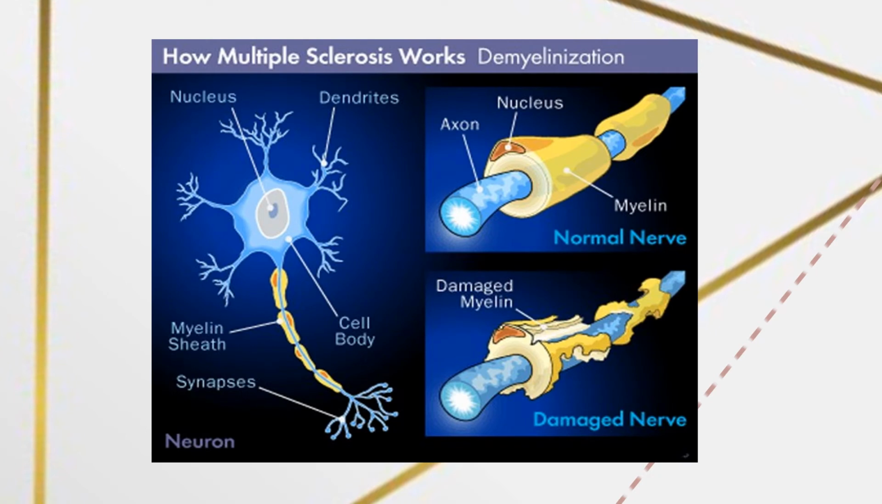So in multiple sclerosis, the immune system will start to attack that myelin sheath. So you have in this picture an example of a normal nerve and a damaged nerve. Multiple sclerosis then will cause inflammation in the axon, even atrophy. And the end result is that the cell can die.